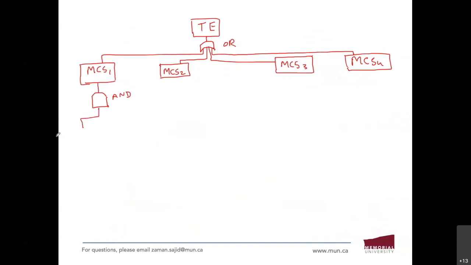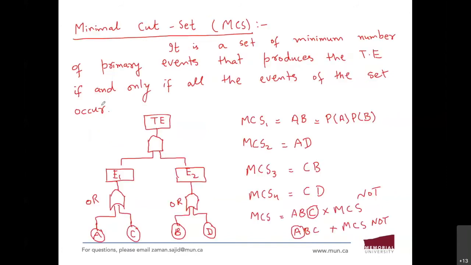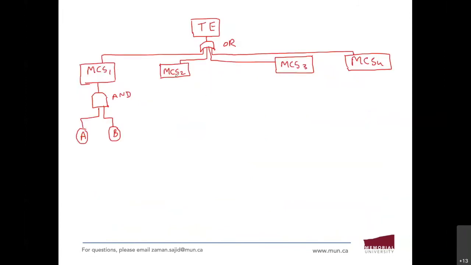And I will have the basic events. Because they are basic events, I'm going to write them in a circle. This is my A, and this is my B. Now in terms of MCS2, I will take you back to the slide. I have the events A and D. So I'm going to connect them using the AND gate. Here I have A and D. Now the similar logic is used for the next two. This is your AND gate here.